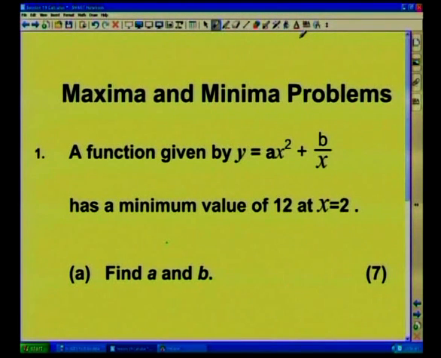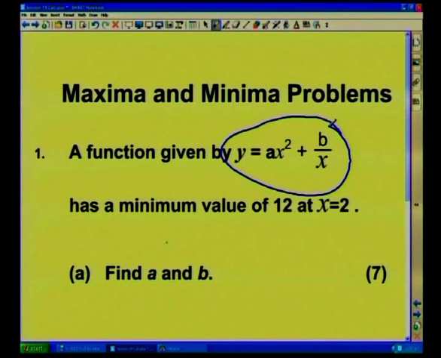Okay, so we can see this says a function given by y equals ax squared plus b over x. Now let's start by looking at that. Is that a graph we recognize? No, clearly not. We can see the ax squared, which would make us think perhaps parabola, but the b over x would be problematic. We wouldn't make it a parabola anymore. So it's not something we know, but we certainly don't need to know what this actually looks like.